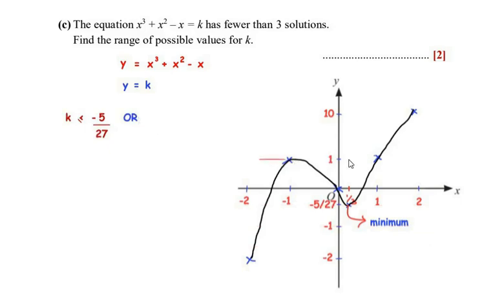or the value of y, if we take it over here, that is y is equal to 1. It cuts at 2 points, which is fewer than 3 solutions. Or if we go above 1 this way, as you can see, this line cuts the curve at just 1 point. So we have to go above 1 on the y-axis to get fewer than 3 solutions. So here we have written k or y has to be less than or equal to negative 5 over 27 to get fewer than 3 solutions, or k has to be greater than or equal to 1 to get fewer than 3 solutions. So this is going to be our answer.